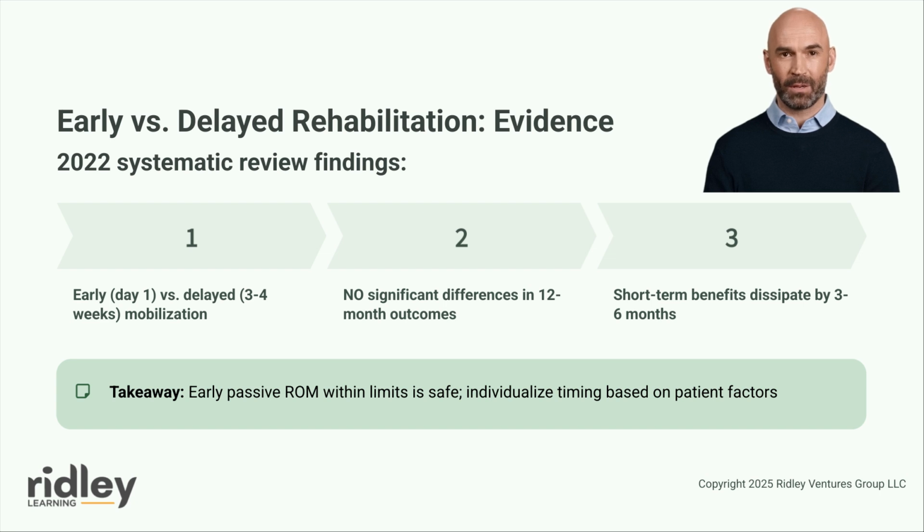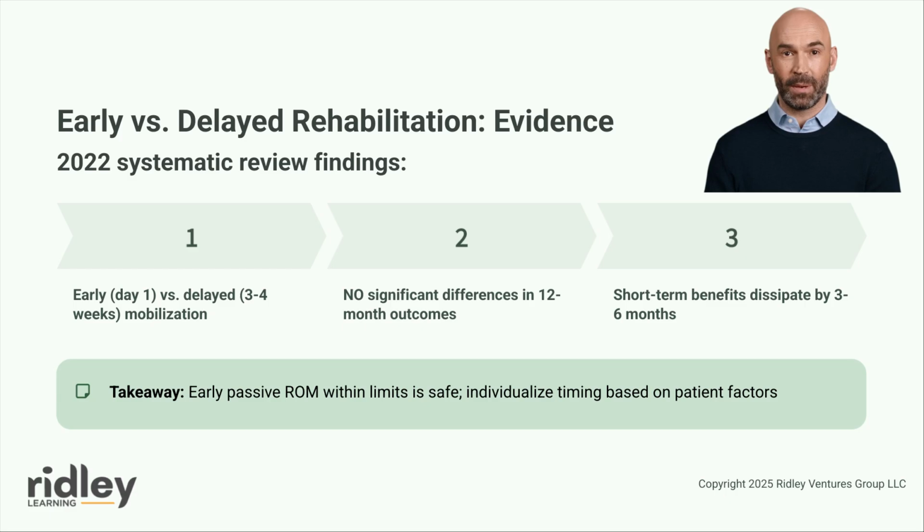Now let's examine the contemporary evidence on early versus delayed rehabilitation and subscapularis-specific protocols. A fundamental question in anatomic arthroplasty rehabilitation is whether early aggressive mobilization provides superior outcomes compared to more conservative delayed protocols. A 2022 systematic review evaluating this question found that early rehabilitation, initiation of passive range of motion within the first postoperative week, versus delayed rehabilitation, immobilization for 3 to 4 weeks before initiating motion, does not result in significant differences in pain, function, health-related quality of life, or healing complications at 12-month follow-up.